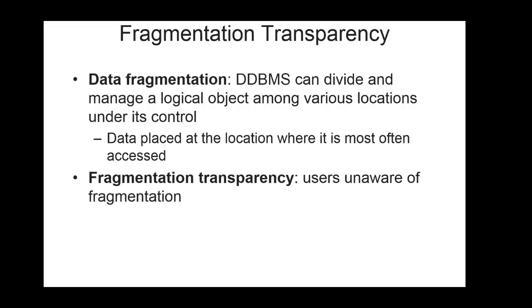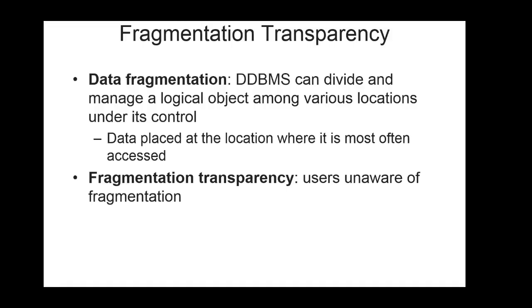Let's look at fragmentation transparency. A distributed database management system supports data fragmentation if it can divide and manage a logical object, such as a record in a table, among the various locations under its control. The main purpose of data fragmentation is to place data at the location where the data is most often accessed. So this is the key. You want to put the data at the location where you are going to access it most.